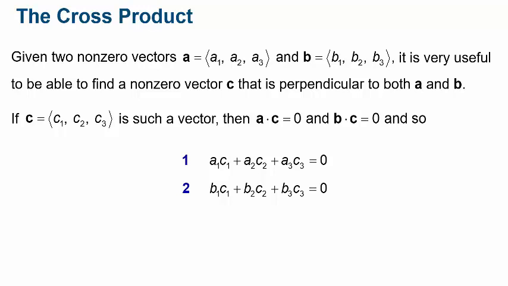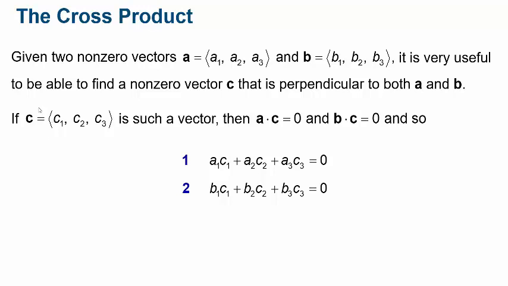So suppose you're given two non-zero vectors. We have vector A, which is a three-dimensional vector, and vector B, which is also a three-dimensional vector. It's going to be very useful to be able to find some non-zero vector, which we're going to denote as C, that's perpendicular to both A and B. Okay, so how are we going to find this vector?